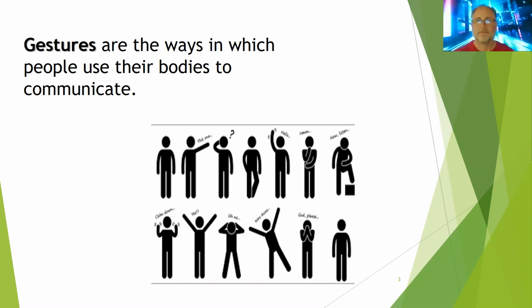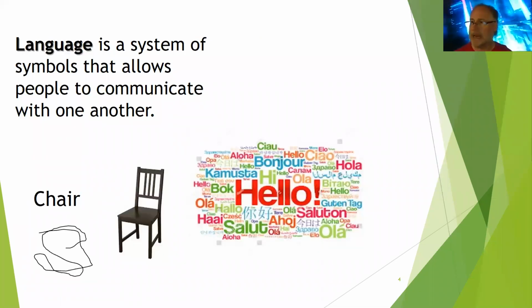So let's take a look at language. Language is another major element of culture, and language is defined as a system of symbols that allows people to communicate with one another. And think about how incredibly important language is to us. Language allows us to move beyond the immediate time. It allows us to share a history and a past. It allows us to plan a future, okay?